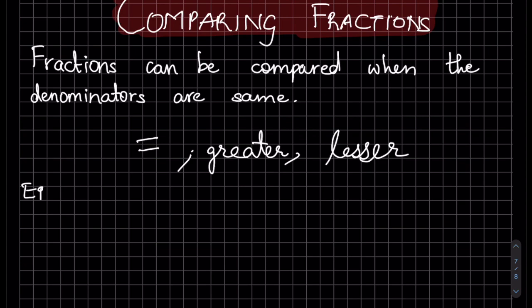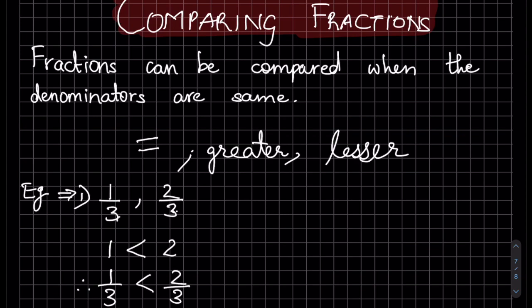For example, they have given fractions 1 over 3 and 2 over 3. Now if you look at these fractions, you will see the denominators are absolutely same, 3. So they are like fractions. So here we just need to compare the numerators, 1 and 2. You see 1 is smaller whereas 2 is bigger. And hence what we get is 1 over 3 is smaller than 2 over 3.